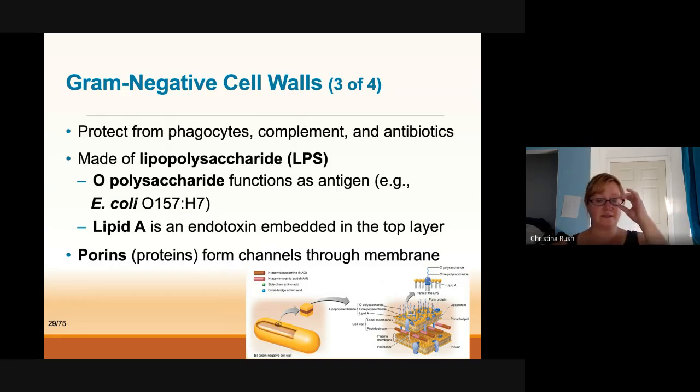Lipid A, this is an endotoxin that we find embedded in the top layer. And this is one of the reasons we don't necessarily always want to break open gram-negative cells or lyse their cell walls, because it releases this toxin. And if you have a really bad gram-negative bacterial infection and you treat it really aggressively, you're going to break all of these cells and have a whole lot of this toxin released, and that can lead to sepsis.